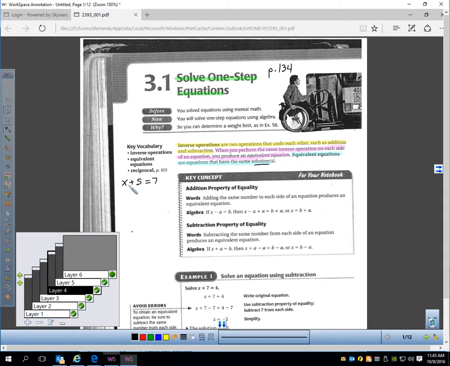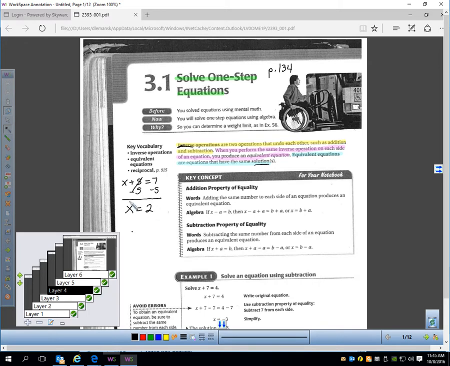Let's take a simple problem like x plus 5 equals 7. I'm sure as you look at that you already know the answer, but let's actually work it out. To solve the problem, we would have to take away 5 from each side, because if we're adding 5, the inverse would be to subtract 5. That's the opposite thing to do. So I'm going to subtract 5 from each side. I get x equals 2.